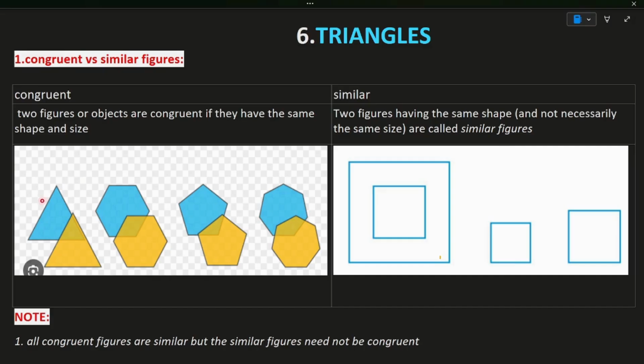For example, see here, this blue triangle and this yellow triangle look similar. At the same time, their sides and their angles are also the same. Which means that when we place the yellow triangle upon the blue triangle, it exactly matches. So then only we can conclude that two figures are congruent. For example, consider this yellow hexagon and blue hexagon. When we place the blue hexagon on the yellow hexagon, or the yellow hexagon on the blue hexagon, they are aligned perfectly with each other. So this type of figures are congruent figures.